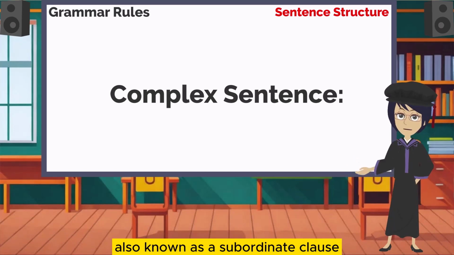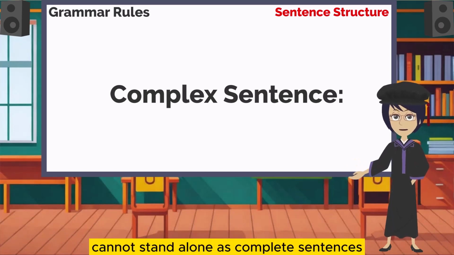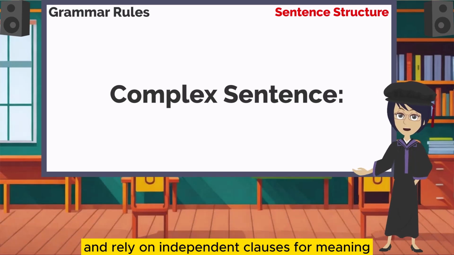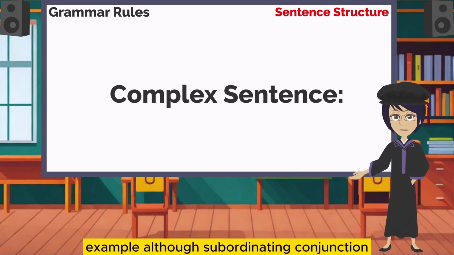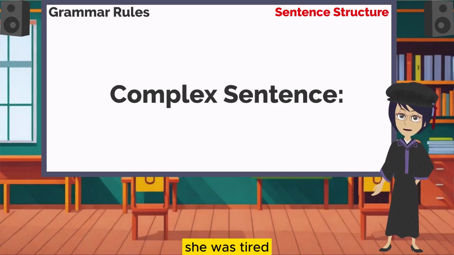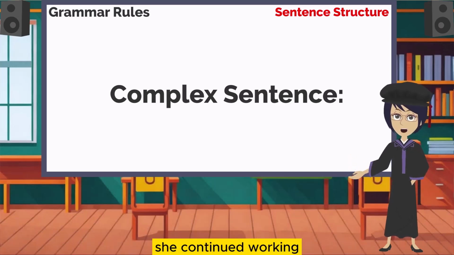Complex sentence. A complex sentence contains one independent clause and at least one dependent clause, also known as a subordinate clause. Dependent clauses cannot stand alone as complete sentences and rely on independent clauses for meaning. Example: although (subordinating conjunction) she was tired (dependent clause), she continued working (independent clause).